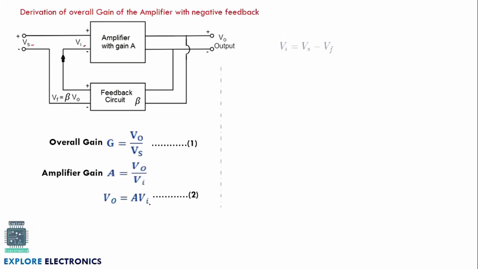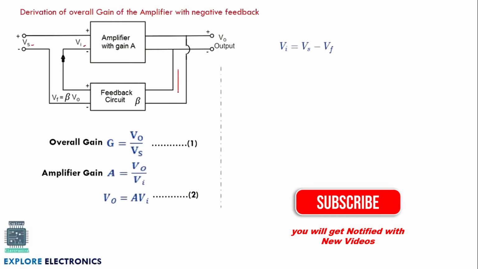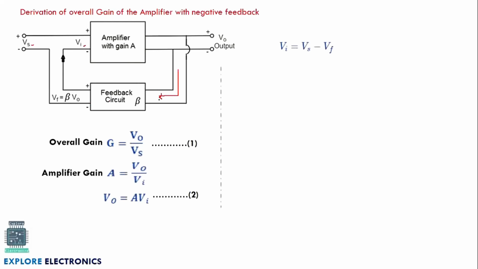Now, what is Vi here? Since it is a negative feedback, we know that the feedback circuit is inverting the signal coming from the output side. Inverting in the sense that the phase shift of this signal with respect to the input is 180 degrees. That's why, since it is a negative feedback, we need to subtract the voltage coming from this feedback network. That's why Vi will be equal to Vs - Vf.